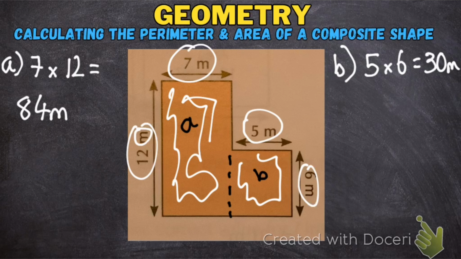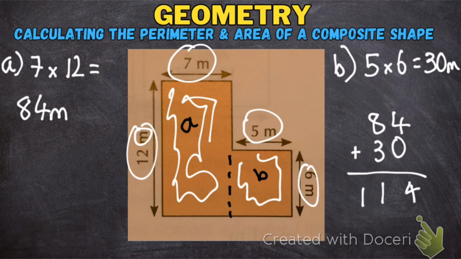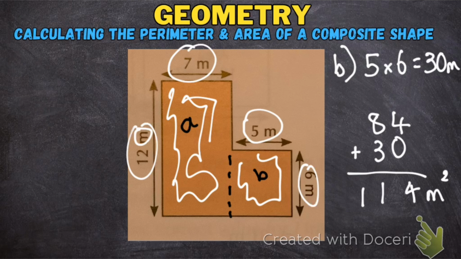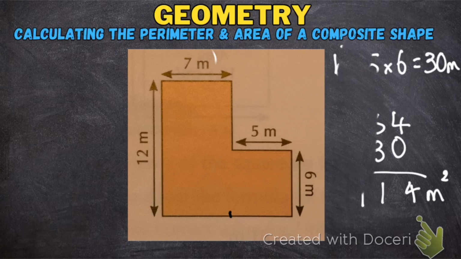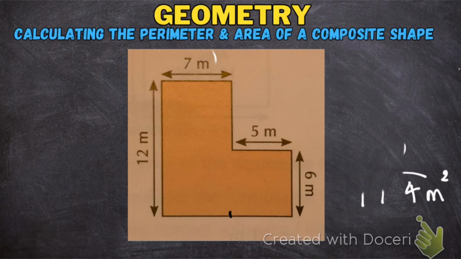And to work out the total area, we're going to do 84, add 30, and that's going to give us 114 meters squared. Don't forget to put the squared. So now let's calculate the perimeter. So we've done things in the wrong order really, because we should really calculate the perimeter first, but never mind.